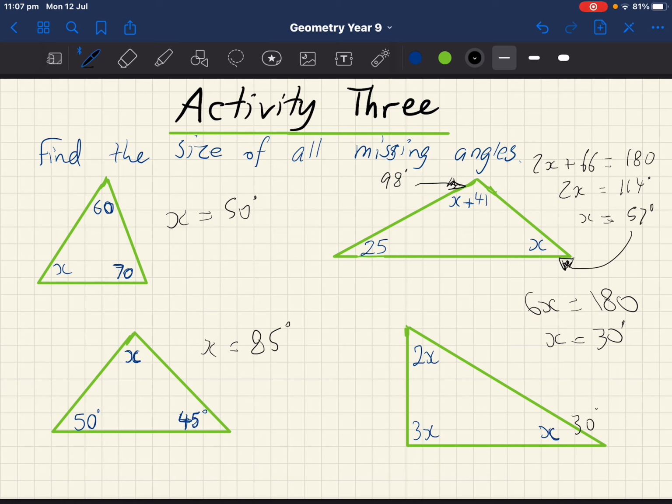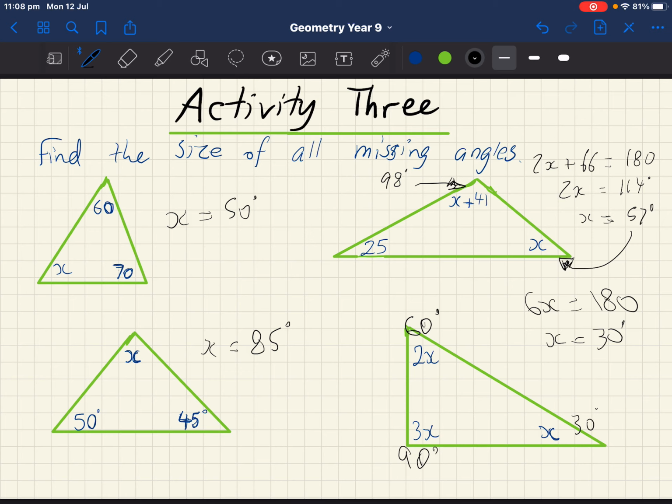This one down the bottom, this big one, is 3x, or in other words, 3 lots of x. And since we know x is 30, it's 3 lots of 30. That's a 90 degree or right angle down there. And the top one was 2 lots of 30. You should have had 60 degrees for the top one. And hopefully you got those answers correct.